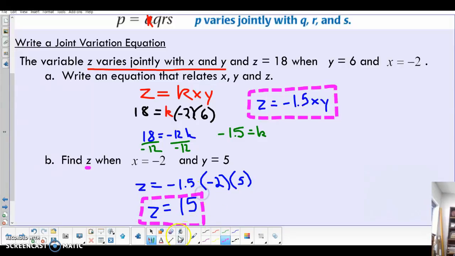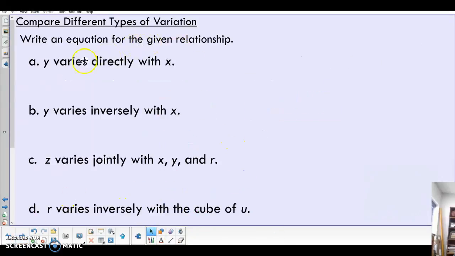Okay, so that's using joint variation and writing an equation. The last little piece of notes here is we're just practicing looking at different types of variation and how those equations might look. So if Y varies directly with X, that means I'm going to have Y equals K times X. That's direct variation. Okay. Y varies inversely with X. That's the one we've been practicing today. That means Y equals some constant divided by X.